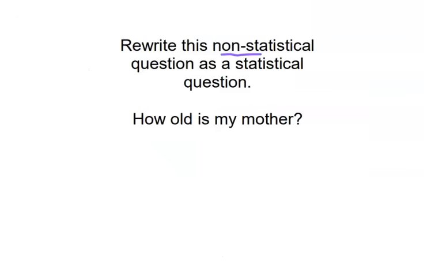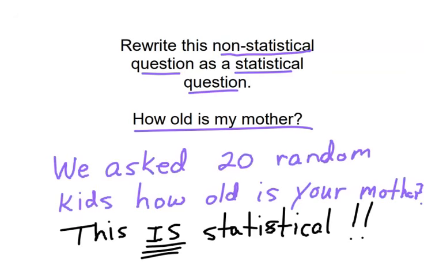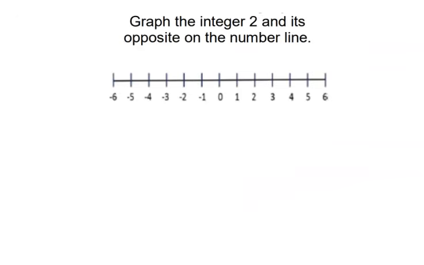Rewrite this non-statistical question as a statistical question. How old is my mother? Well, that would just be one number, right? There's no variance to that. So what if you asked 20 kids, how old is your mom? They're probably going to have a lot of different answers on that. So maybe we could just write that down: we asked 20 random kids, how old is your mother? That would be statistical.